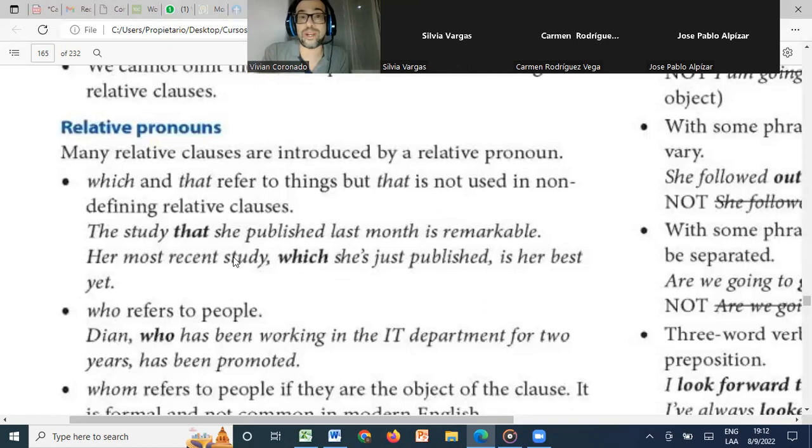And how do we know if it's a non-defining? Well, if it starts with a comma and it ends with a comma. Any questions regarding this? Please ask me, because I know this can be a little bit confusing, but are you getting what I'm trying to tell you?